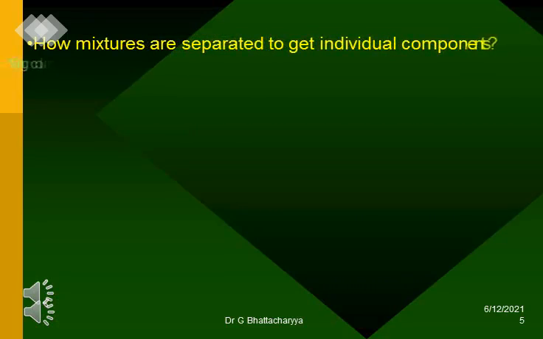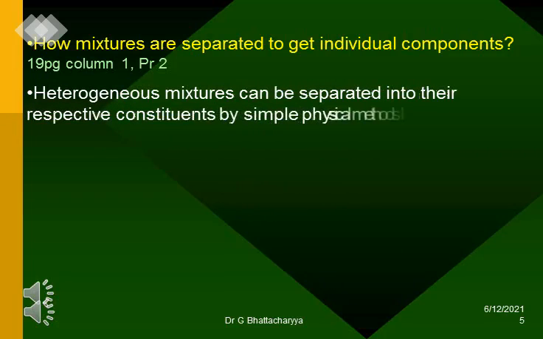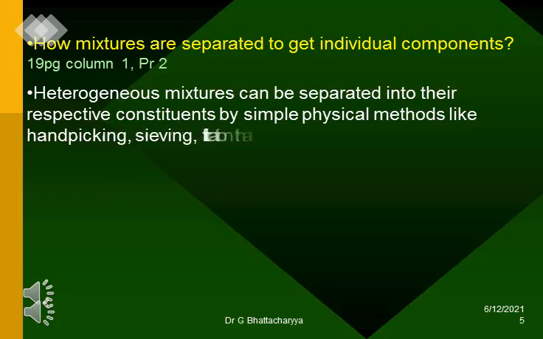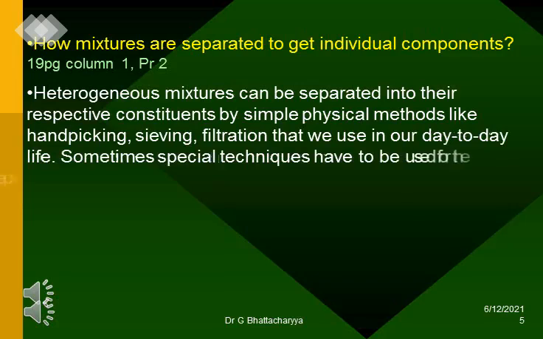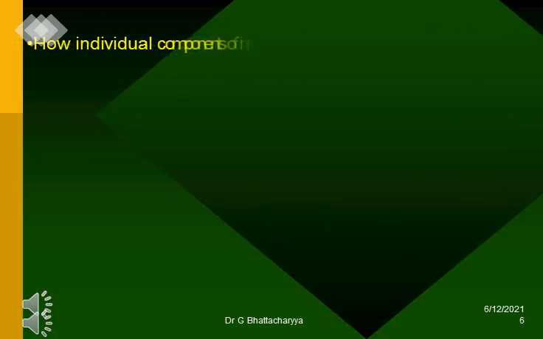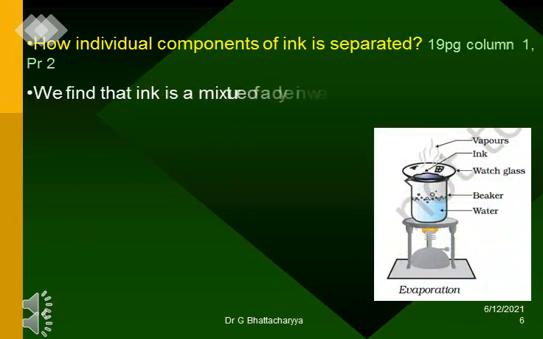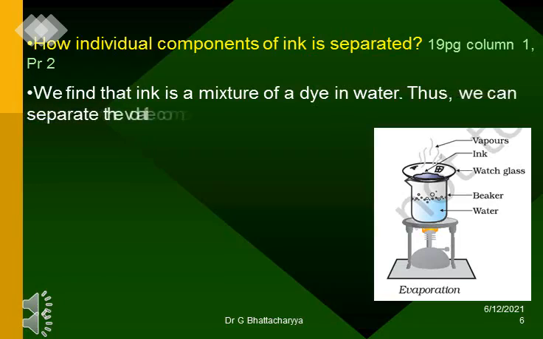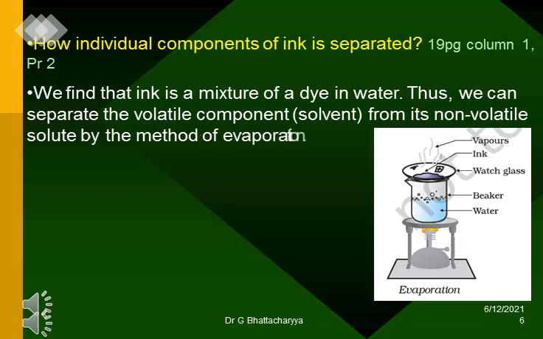How mixtures are separated to get individual components? Heterogeneous mixtures can be separated into their respective constituents by simple physical methods, handpicking, sieving, filtration that we use in our day-to-day life. Sometimes special techniques have to be used for the separation of components. How individual components of ink is separated? We find that ink is a mixture of a dye in water. Thus, we can separate the volatile component, solvent, from its non-volatile solute by the method of evaporation.